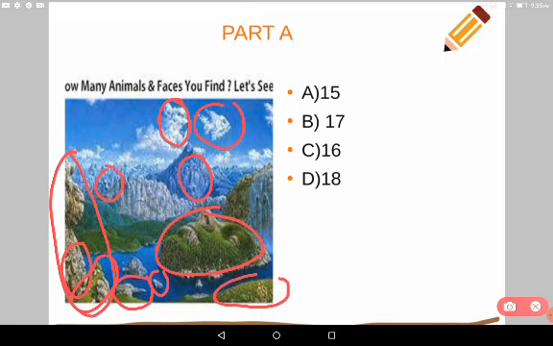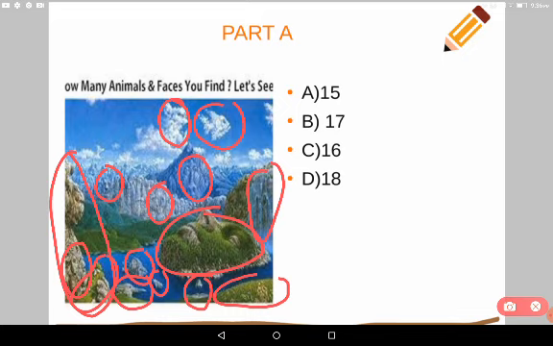And 1, 2, 3, 4, 5, 6, 7, 8, 9, 10. And here also you have a bird. 12. 1, 2, 3, 4, 5, 6, 7, 8, 9, 10. And here you can again see one. And yes, here also you can see. And again, anything can you find? Yes, here there is a human's face.